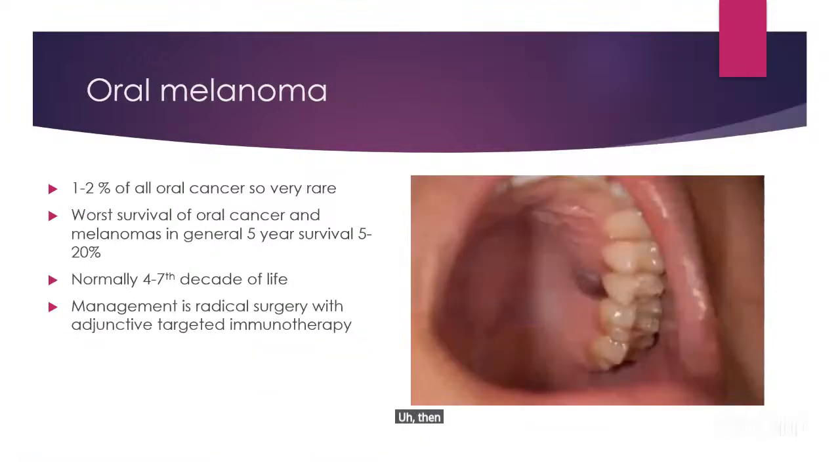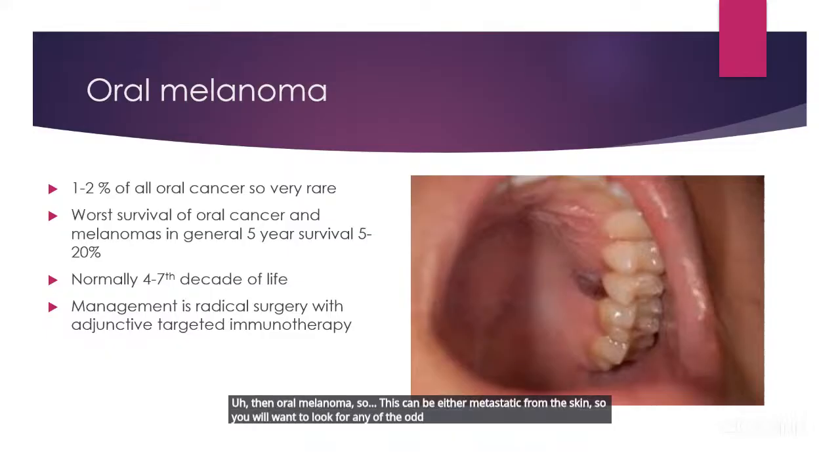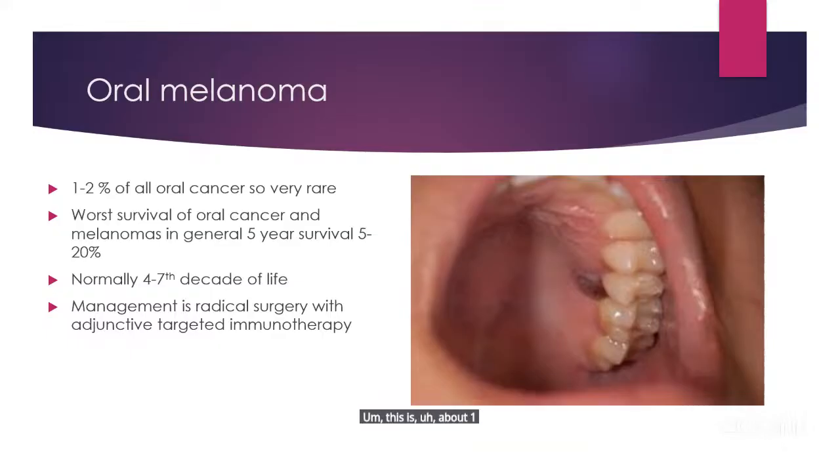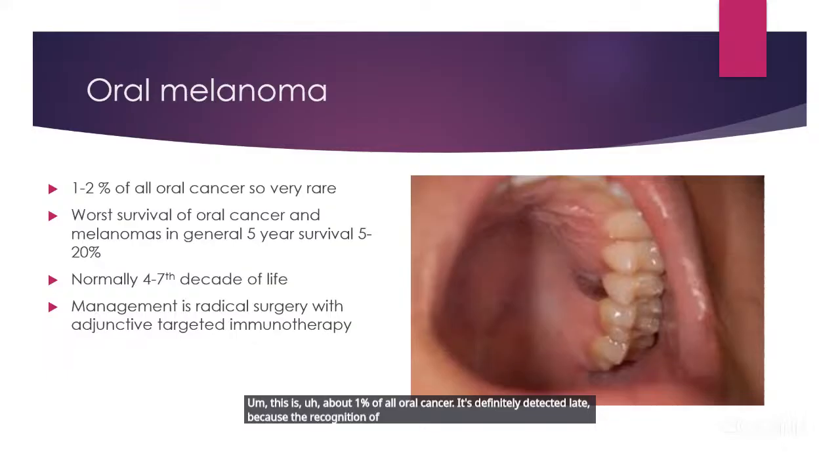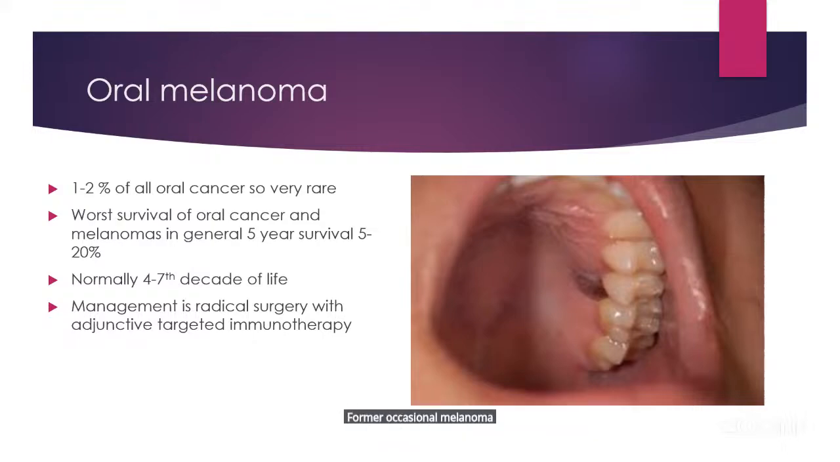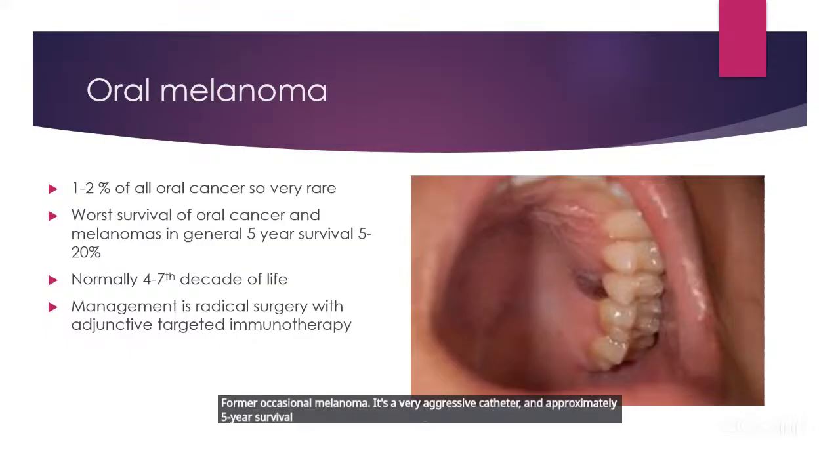Then oral melanoma. So this can be either metastatic from the skin, so you will want to look for any of the odd moles if you do find a pigmented lesion in the mouth. This is about 1% of oral cancer. It's definitely detected late because the recognition of mucosal melanoma, either in the eye or in the mouth, is very, very poor. But it's a very aggressive cancer, and approximately 5-year survival is only 20%.